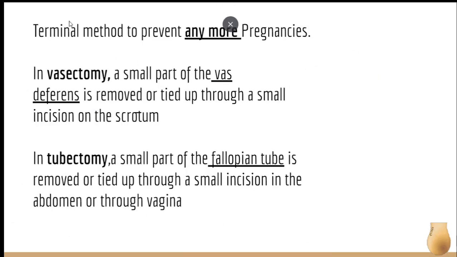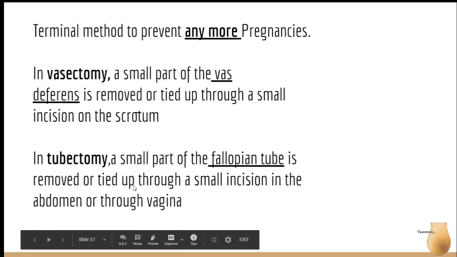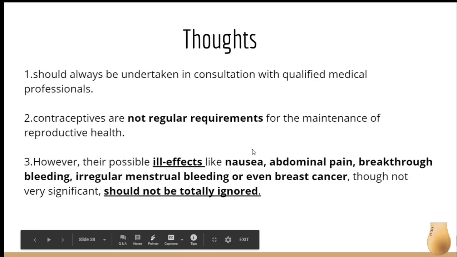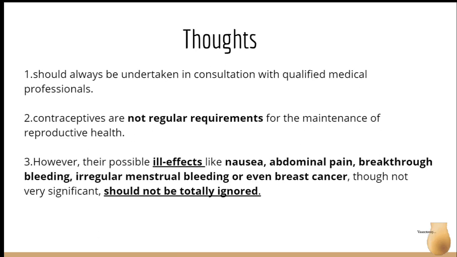So here you can see the terminal method is to prevent any more pregnancies. The same thing we discussed here: in vasectomy, the vas deferens is cut, removed or tied up through a small incision on the scrotum. And in tubectomy, the fallopian tube is removed or tied up through a small incision. Incision means a cut made at the abdominal region, and then they use scissors and cut the fallopian tube.